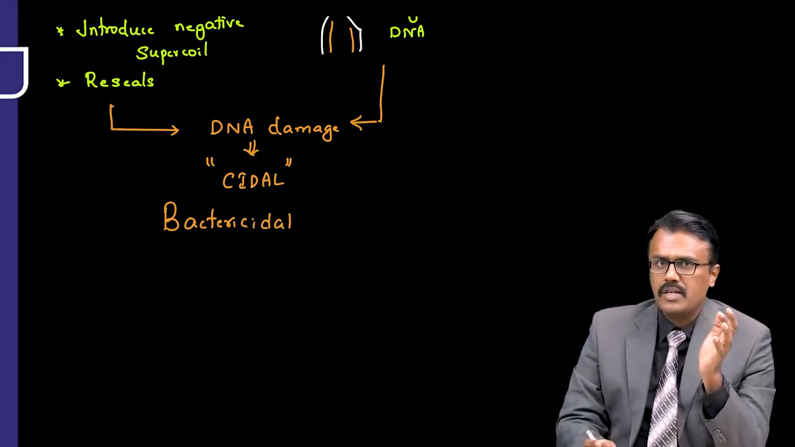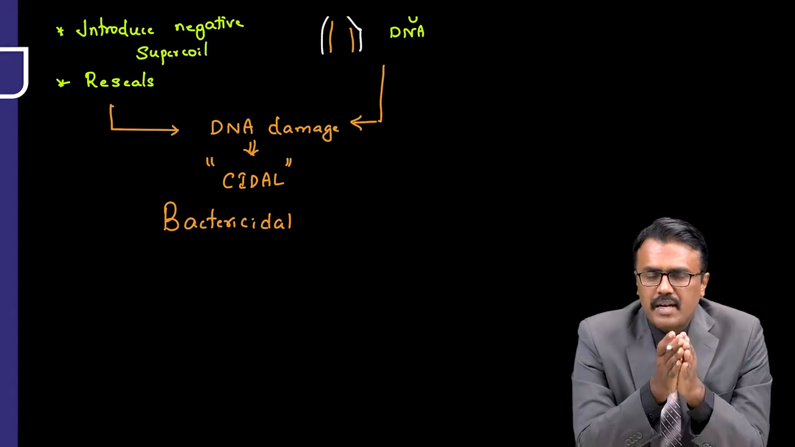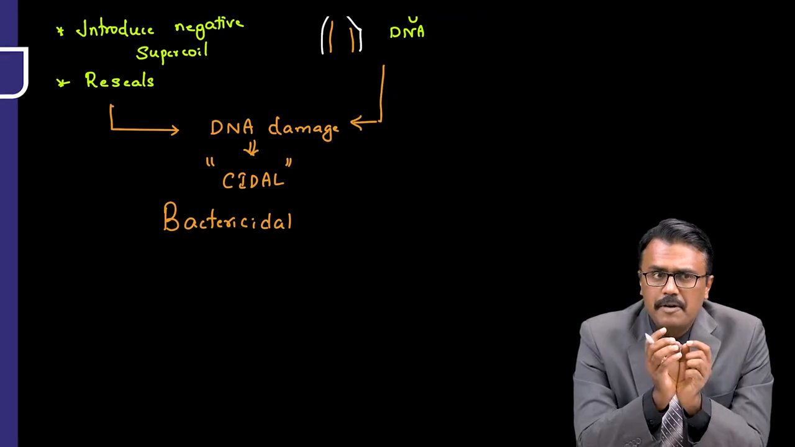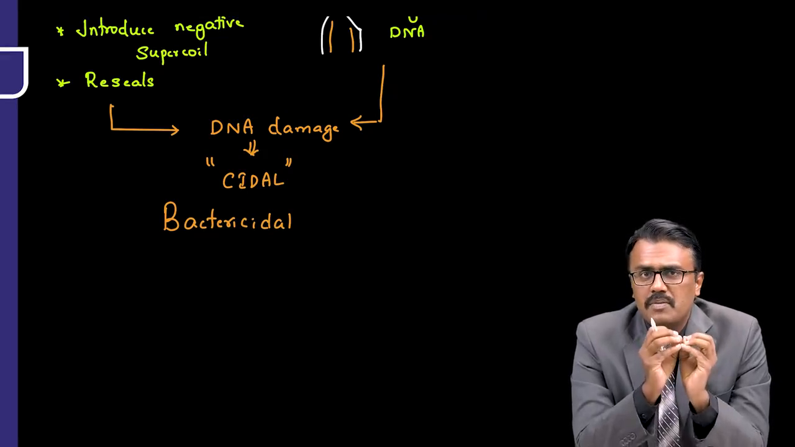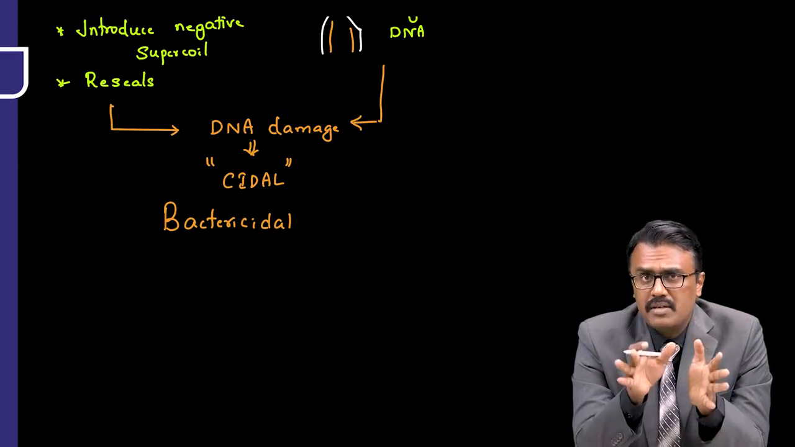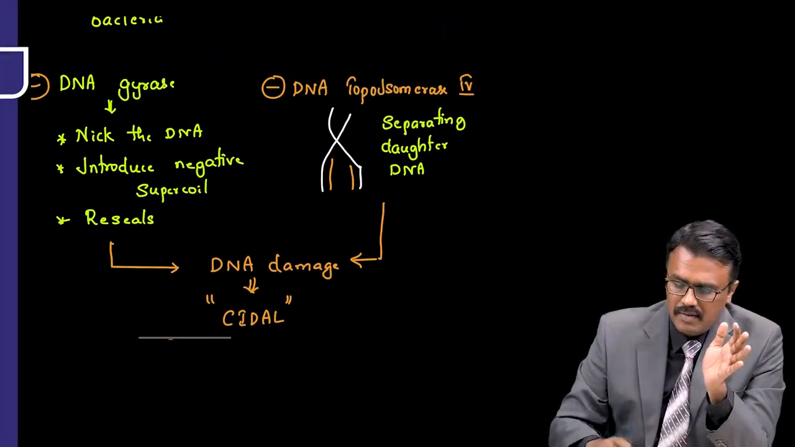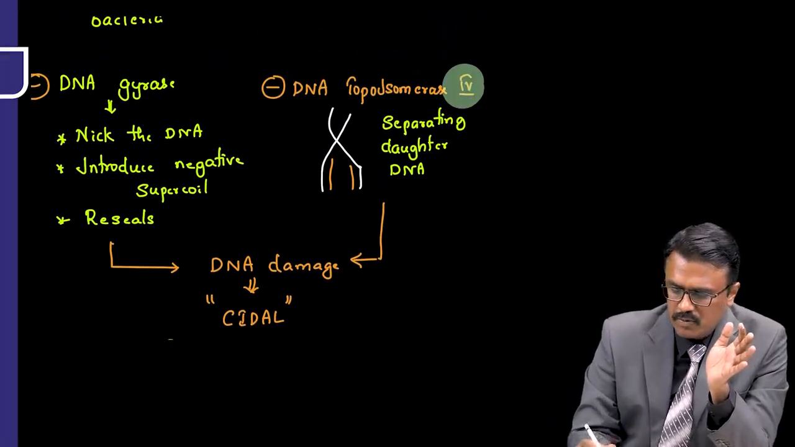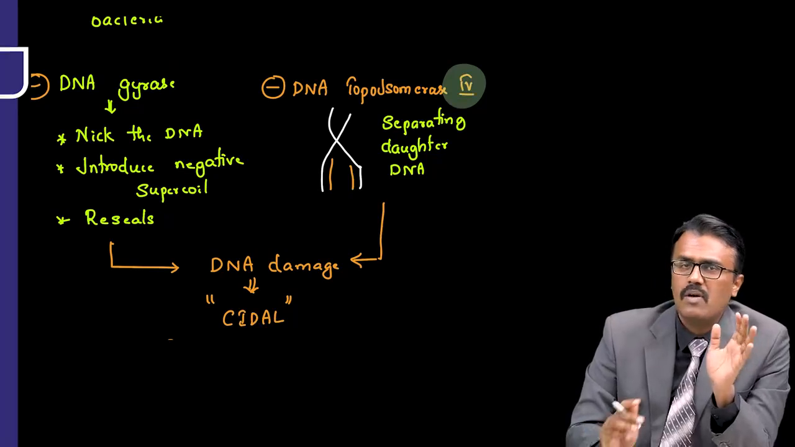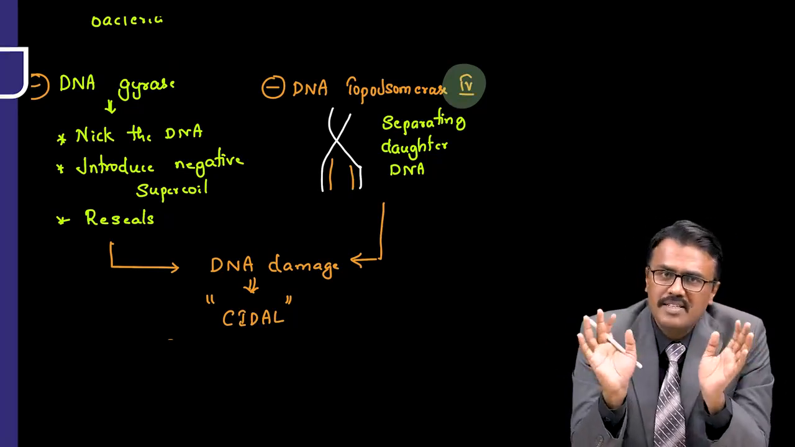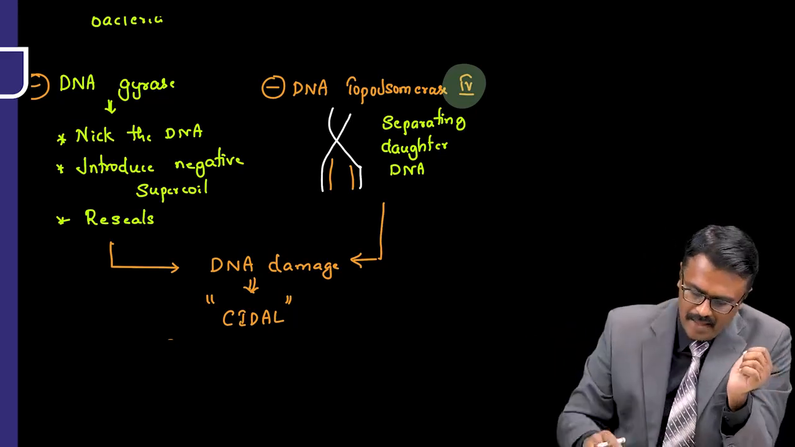Sir, what is the spectrum of action? Obviously, it can affect both gram-positive as well as gram-negative bacteria. But remember, humans have DNA topoisomerase 1 and 2. That's why we are not affected. Only the bacteria are affected because they have a separate enzyme, DNA topoisomerase 4, and our enzymes are not affected. That's why our DNA is safe, so don't worry about that.